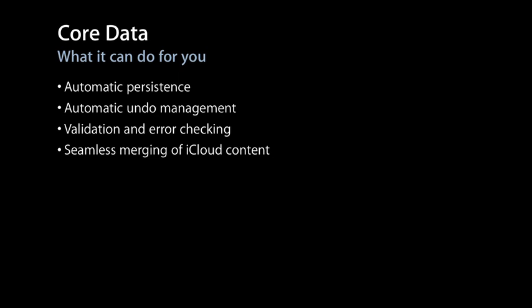Core data gives you automatic persistence, so you don't need to think about how to write your data out. Core data does that for you. Core data also can provide you automatic undo management, so you don't need to worry about undo or redo. You can just let core data help you do it. Core data also provides validation and error checking, so you can make sure that all of your data remains valid and exactly the way that you expect it. And core data also offers seamless merging of iCloud content.